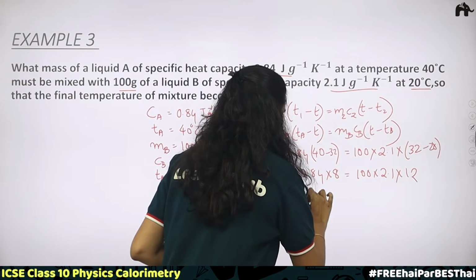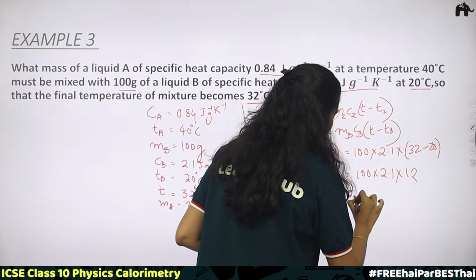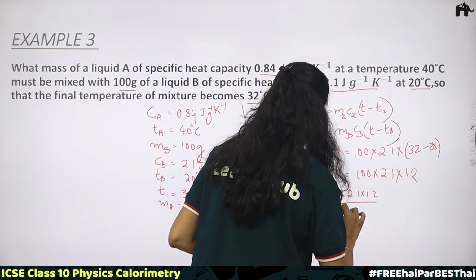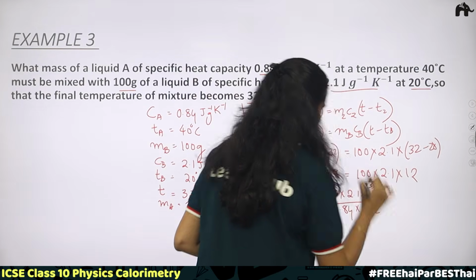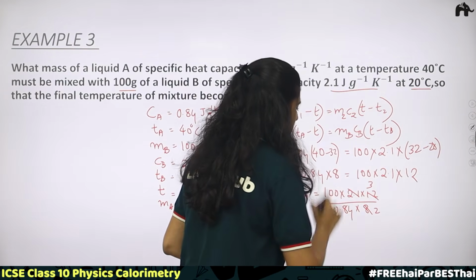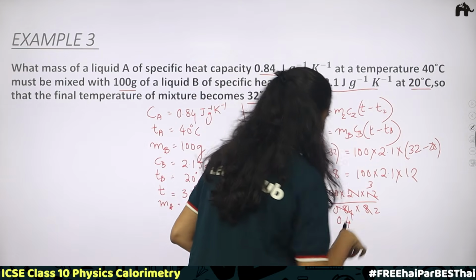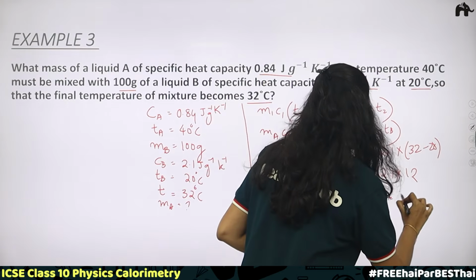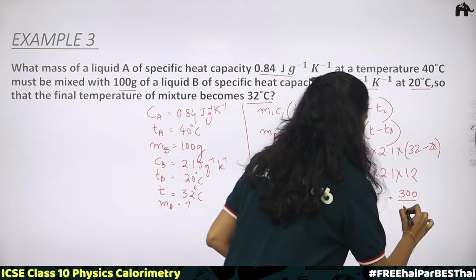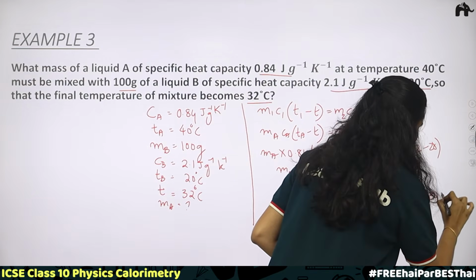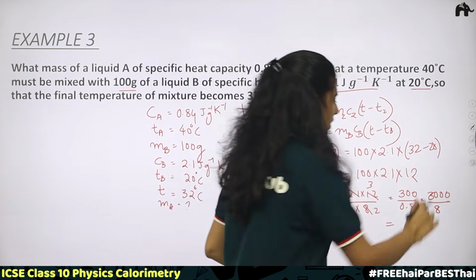Okay, we need to find MA, keeping MA on the left hand side and taking all other terms to the right hand side. 100 into 2.1 into 12 divided by 0.84 into 8. Cancelling, here we get 2, here 3, then 2.1 and 0.84 can be cancelled, which is 0.4. That is, we'll be getting 300 divided by 0.4 into 2, which is 0.8, or 3000 divided by 8, which is equal to 30 by 8.